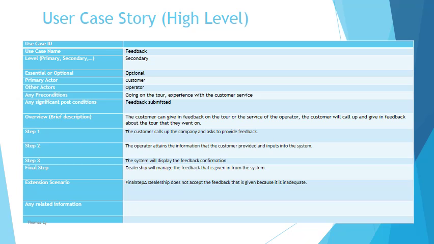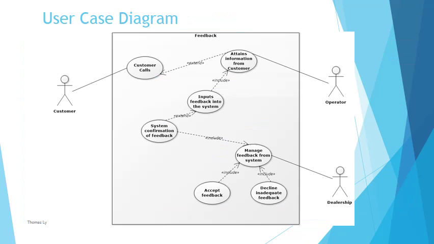The extension scenario is when something else could happen at a specific step. For example, if the customer gives in feedback but it's too brief, then the dealership would not accept it because they do not gain much information from it.